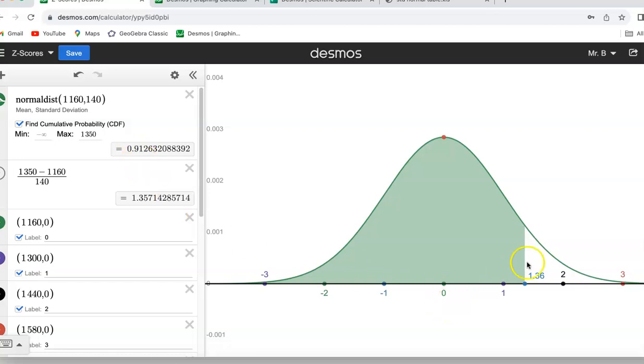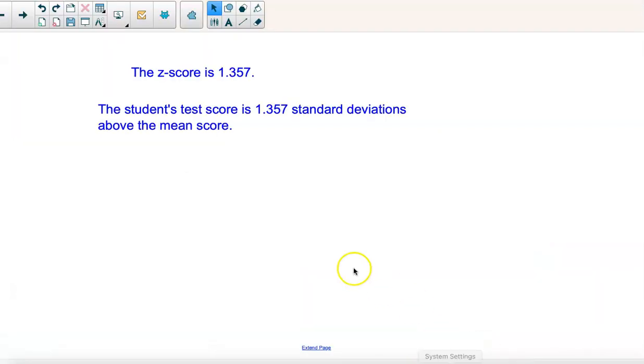All that is not required in this particular question. If you just stop at that statement saying that this is what it is, 1.357 standard deviations above the mean score.